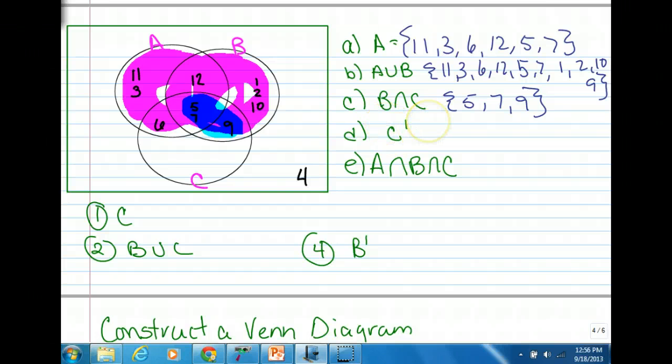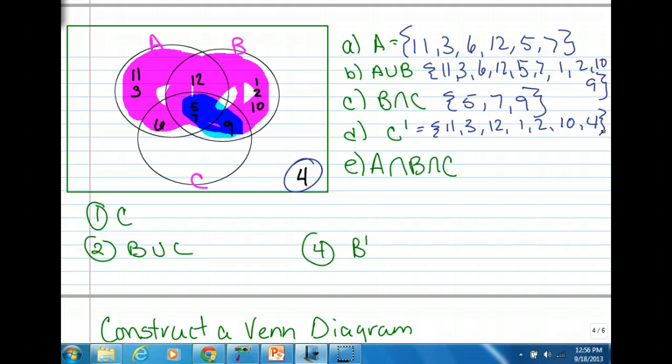Number one. Okay. So, ladies and gentlemen, let's join back up here together. C not. What is not in C? 11, 3, 12, 1, 2, and 10. Yep, and one other one. And 4. So 11, here's 4 right here. 11, 3, 12, 1, 2, 10, and 4.